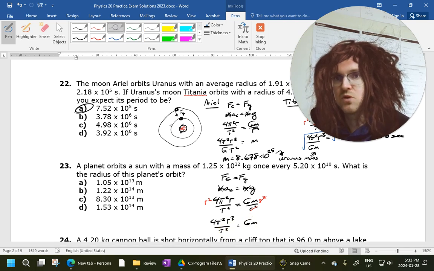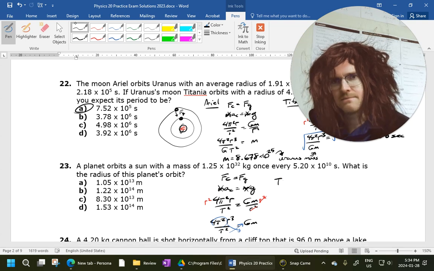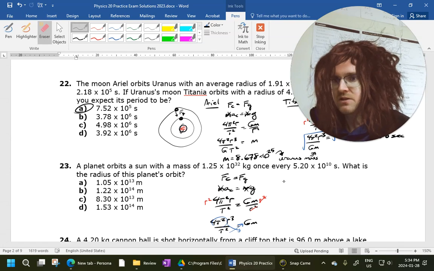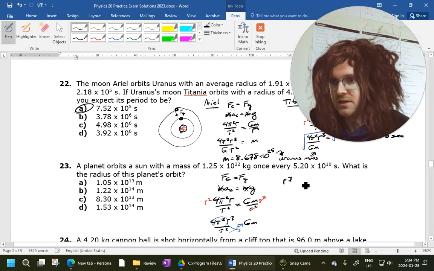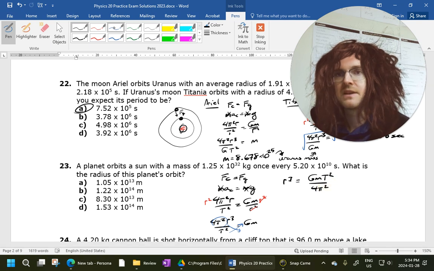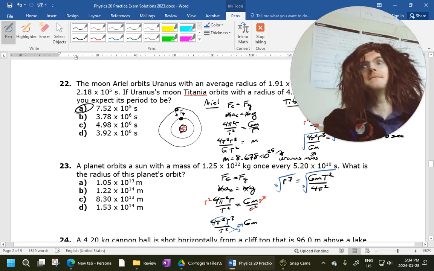And then I'm going to start moving things away from the r here, right? So all that and dividing that down over there. And then we get t, or not t. It's getting a bit late. Okay, so we get r cubed, that's a cube, is equal to GM t squared over 4 pi squared. Then we've got to take the cube root of both sides. All right, pull out your calculator.